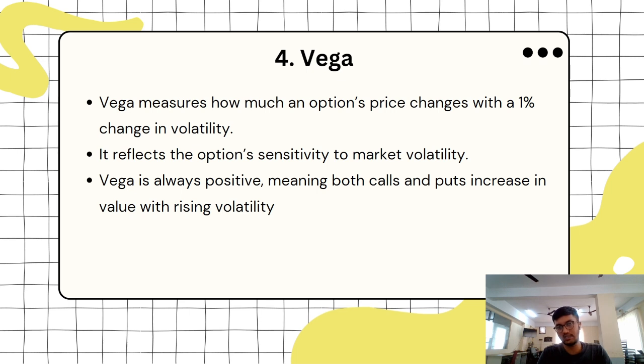Let's talk about the last Greek, Vega. Vega measures how much an option price changes with a 1% change in volatility.